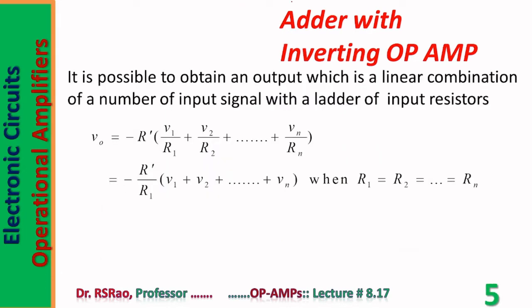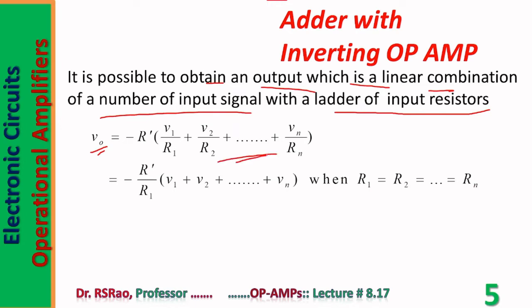Now, it is possible to obtain an output which is a linear combination of a number of input signals with a ladder of input resistors. V0 is equal to minus R prime times (V1 by R1 plus V2 by R2 plus Vn by Rn). This is the output voltage for the circuit shown in the previous slide.